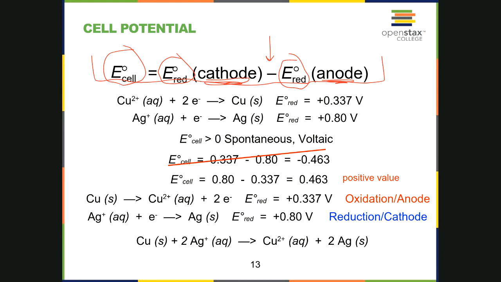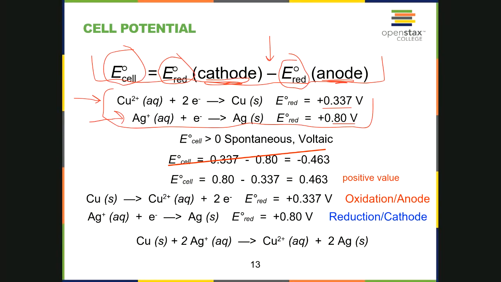So here are the two entries from our table of reduction potentials. We've got copper 2 plus becoming copper solid. Its potential is positive 0.337. The next one we have is silver. It's getting reduced to silver solid, and its reduction potential is 0.8.